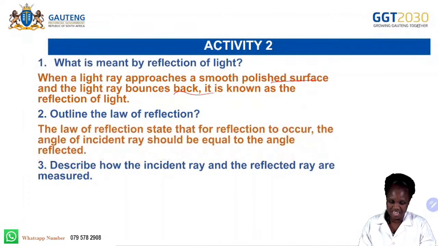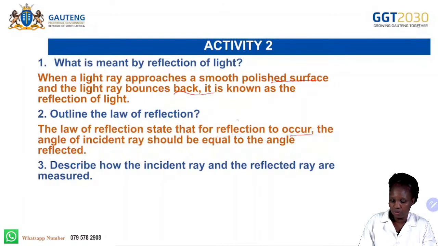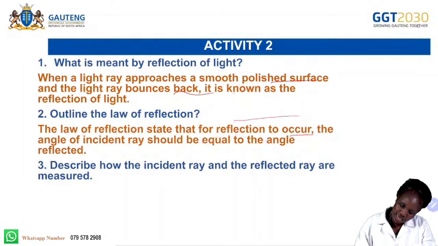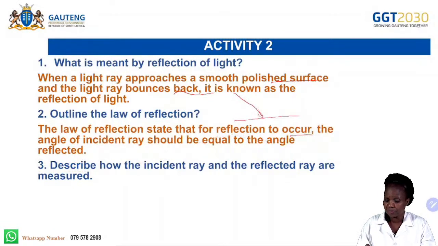And then outline the law of reflection. The law of reflection states that for reflection to occur, the angle of the incident ray should be equal to the angle of the reflected ray. Are we understanding this one? All right. I will draw it again here. This is the surface. Then this is an incoming ray. We call it an incident ray. Let me write it here. Incident ray.